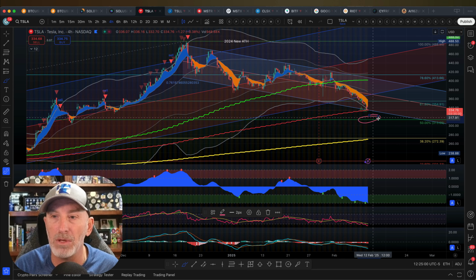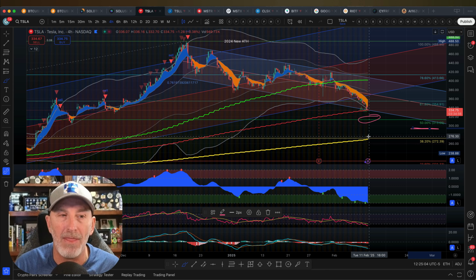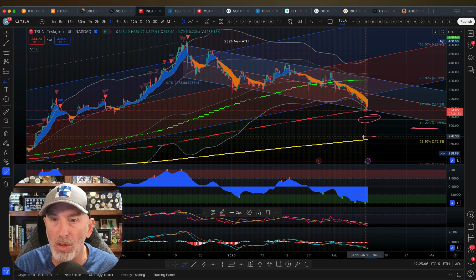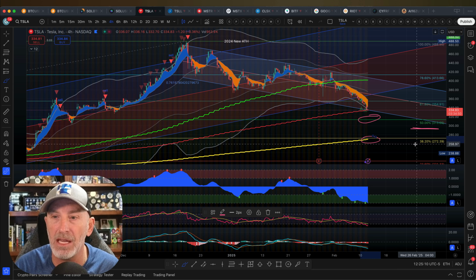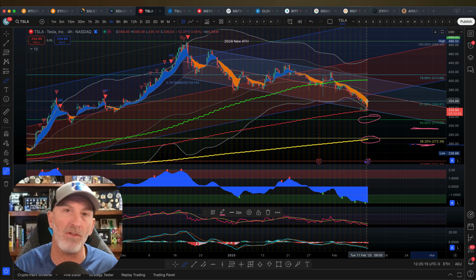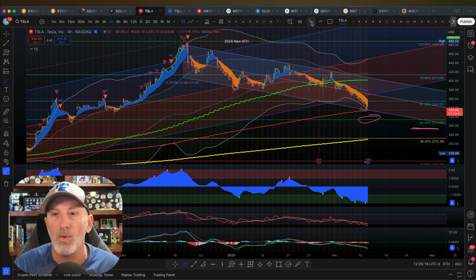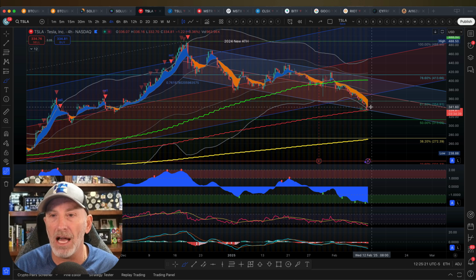Next level down would be this 50% fib level at around 314. And then, of course, we could drop all the way down to the 200-day moving average, which is around 270, also confluent with the 38.2% fib level right there at 272. Okay, so that's where the support levels lie.